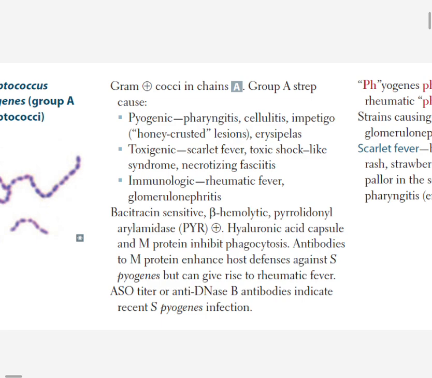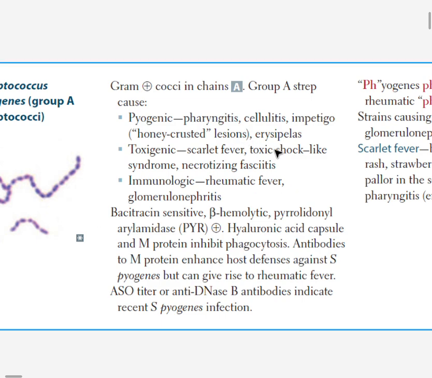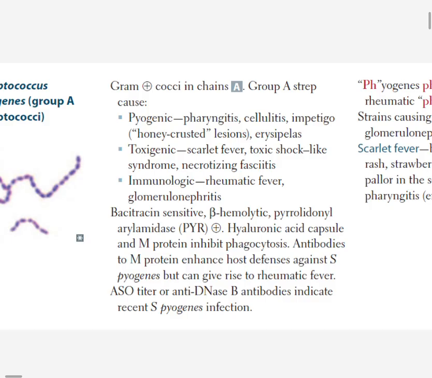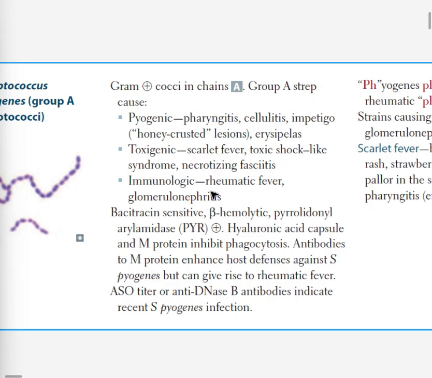Emergency surgery is required. And then we have the streptococcal toxic shock-like syndrome. This is a massive cytokine release. It produces fever, hypotension, shock, organ failure. And then we move on to the immune-mediated diseases.